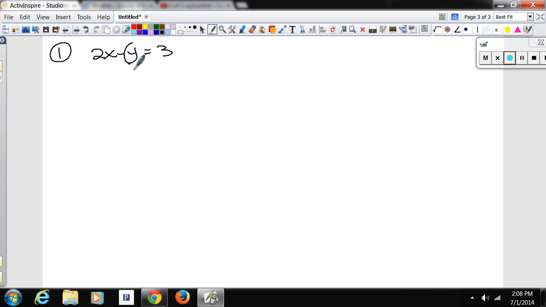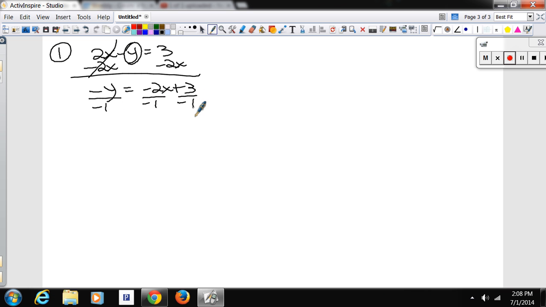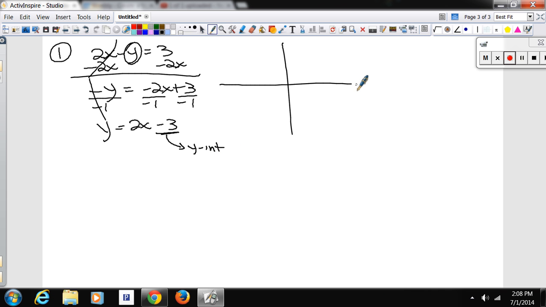The easiest way to graph is to get y by itself. So subtract 2x. So those cancel out. You'll have negative y equals negative 2x plus 3. Divide everything by negative 1 because you need a positive y, so y equals negative divided by negative would be 2x and then a minus 3. This tells you a free point where it touches the y-axis. So you have a graph on your paper, you're going to find the negative 3 on the y-axis.